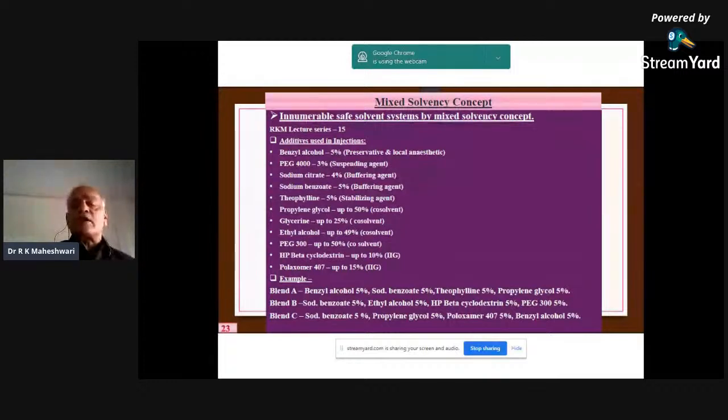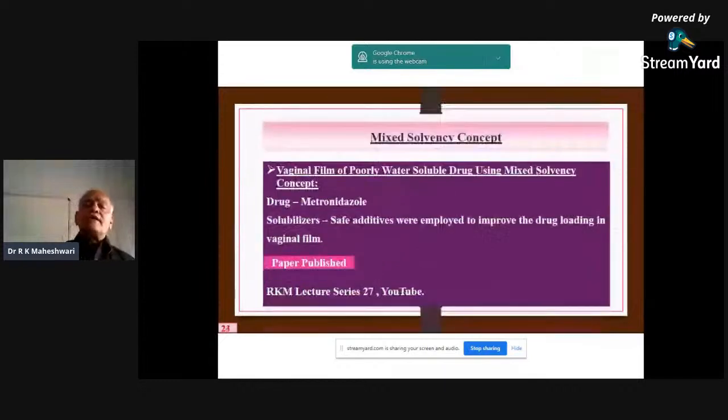Why am I using the word safe solvent system? Because whatever concentrations you have employed, they are all within safe limits. When you perform the toxicological study, you will mostly find the preparations to be safe. For the details, please see RKM lecture series 15. In this way, you can have innumerable safe solvent systems.